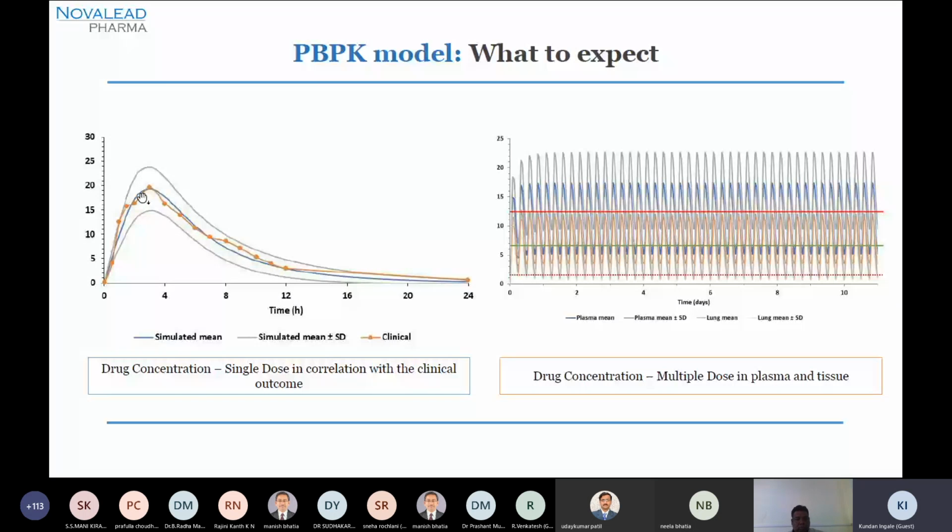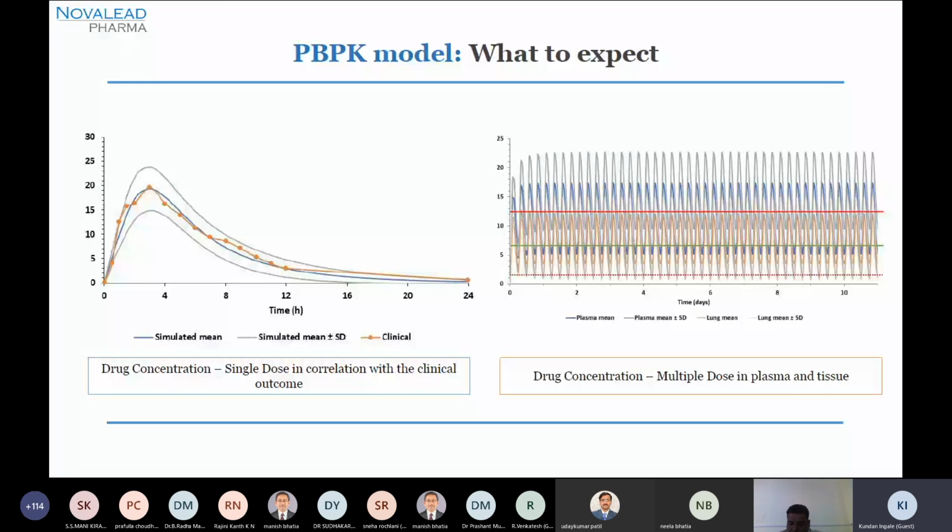Of course, you can see it is an ideal case. There would be some cases where the clinical concentration would be deviating. Now it depends on multiple factors, how you have developed the model, how accurate is the data, and so on.